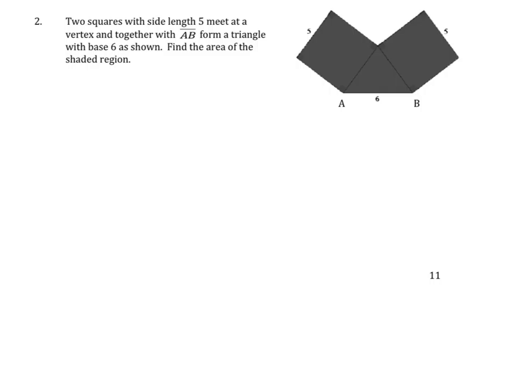So we have two squares with side length 5 meet at a vertex, and together with AB, or line segment AB, form a triangle with base 6, as you can see in the diagram. Find the area of the shaded region. So I already know that I'm going to be finding the areas of the two squares and the triangle, and we're going to use their sums as the total area of the whole entire figure.